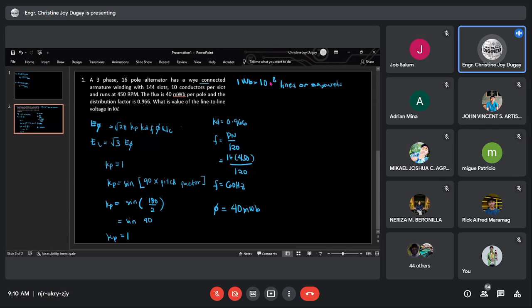Okay, we are done with flux. What else? Nc. Okay, this one is Nc. So our unit should be conductors per phase or whatsoever. What did we get earlier? So, what should our Nc be? Is it coils? Based on the coils?